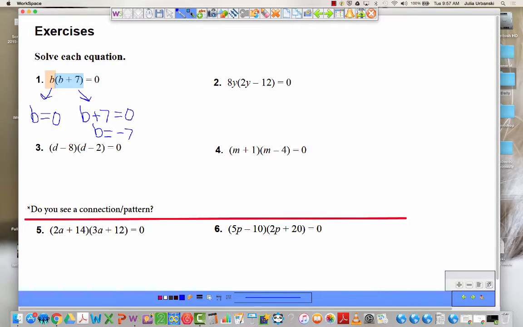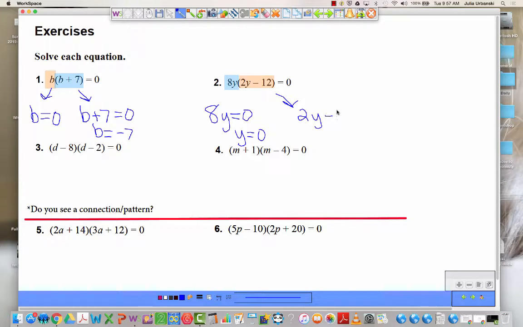Number 2, what are the two parts that are being multiplied there? What's one of the factors? 8y, good. So we're going to have to say 8y equals 0. That's one of them. Divide both sides by 8, you get 0. Take 0, divide by anything, you get 0. But look closely. What's the other factor there? What's the other part that got multiplied? 2y minus 12. That whole other factor. Good. So 2y minus 12 also has to be dealt with.